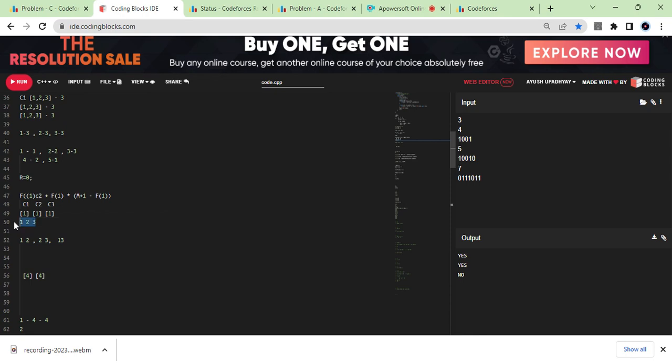Are you getting it? Why is 1 and 1 not possible? Why is 2 and 2 not possible? And why is 3 and 3 not possible? And also why is 3 comma 2 not possible? Because 2 comma 3 and 3 comma 2 will be the same.